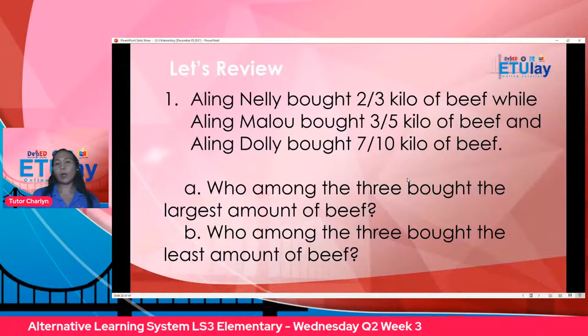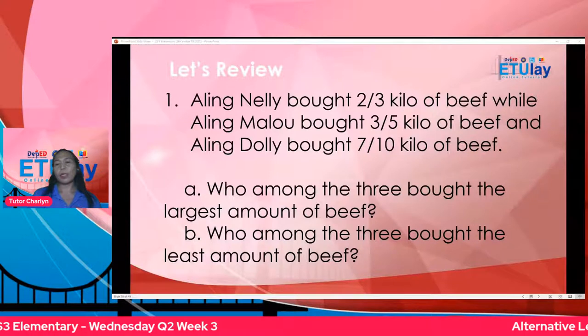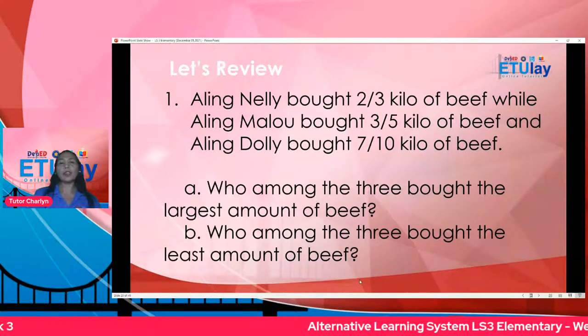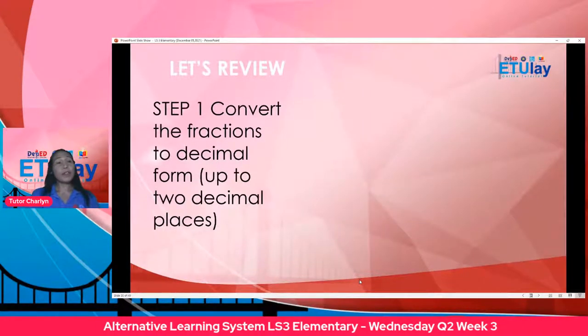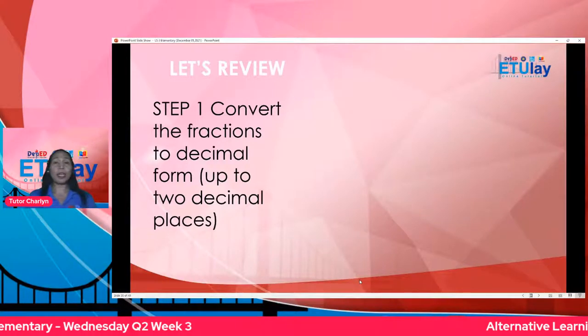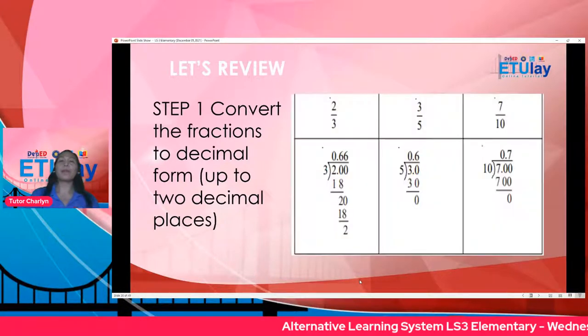Okay, ano nga unang gagawin ulit? Okay, sa letter B daw si Aling Dali. Okay, let's find out. Step 1, convert the fraction to decimal form up to 2 decimal places. Okay, kapag mag-subtract po kasi tayo na hindi 0 yung lalabas, up to decimal places lang muna.